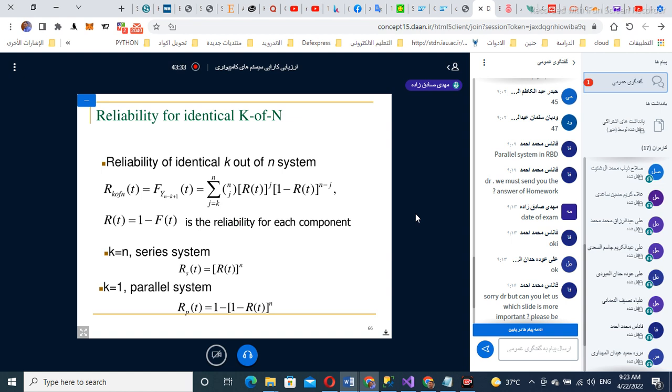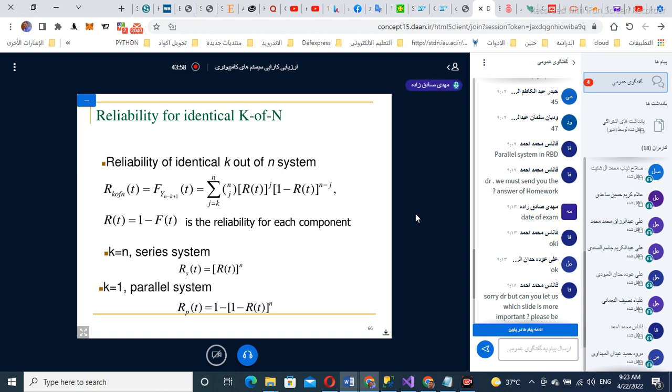Why? Because, for example, we have 10 components. If we take, for example, K equal 4, then 10 minus 4 plus 1 is 7 components.